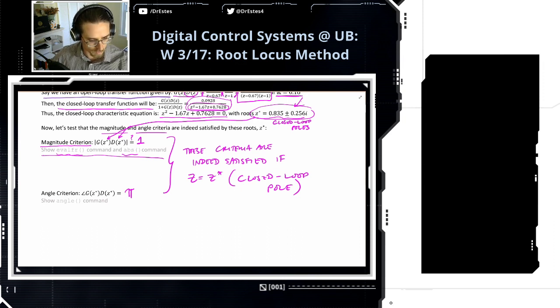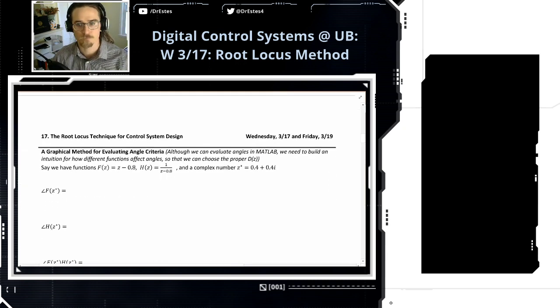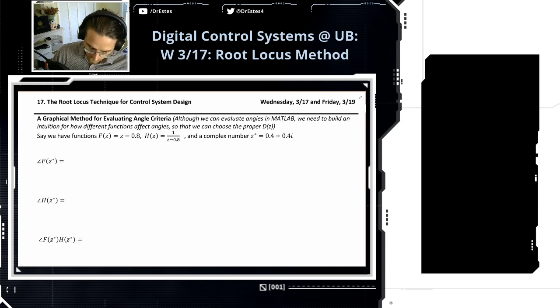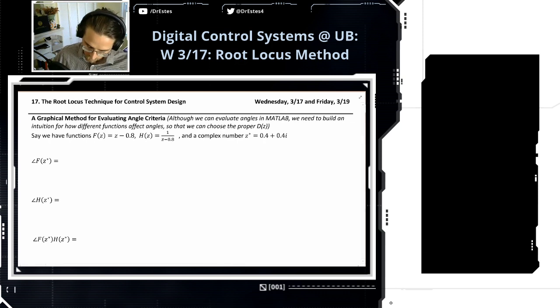Okay, now we're going to do this. We're going to look at a graphical method for evaluating the angle criteria. Although we can evaluate angles in MATLAB just using the angle command like I showed you, we need to build an intuition for how different functions affect angles so that we can choose the proper D of Z.